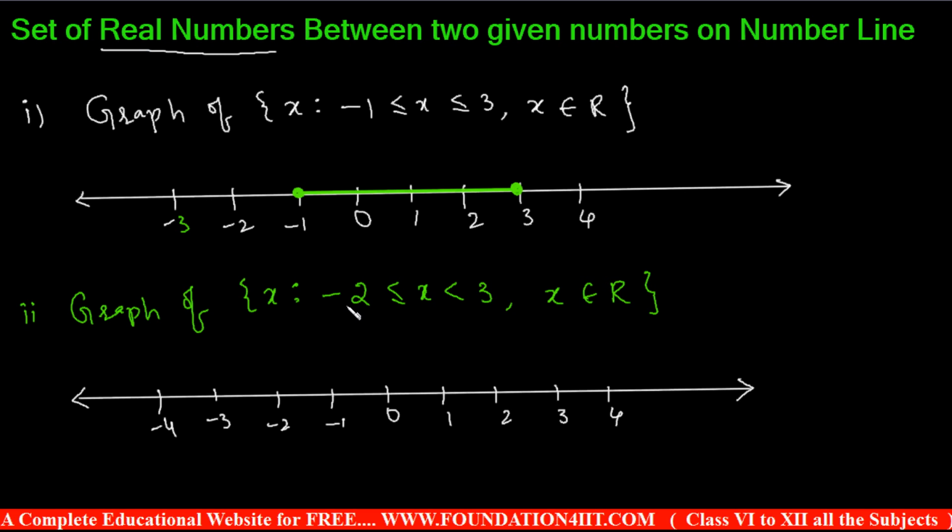Here -2 is less than or equal to x. So that means -2 is included. For -2, we should use the complete dot. The circle should be closed. And x is less than 3. So 3 is not counted, because x is less than 3 means even 2.9999 also is a real number. So for 3 we can use just a hollow circle. That is the open circle, the hollow circle, with a gap in between. The meaning of this is 3 is not included, and all remaining numbers are included.